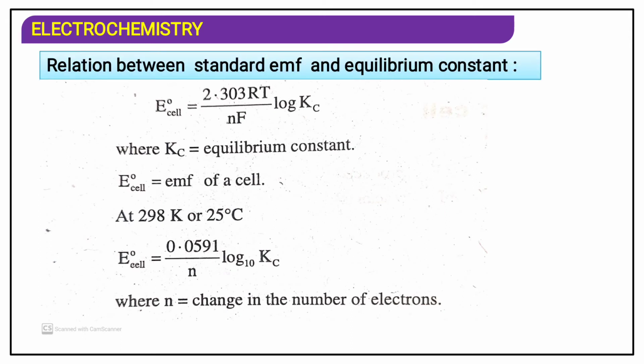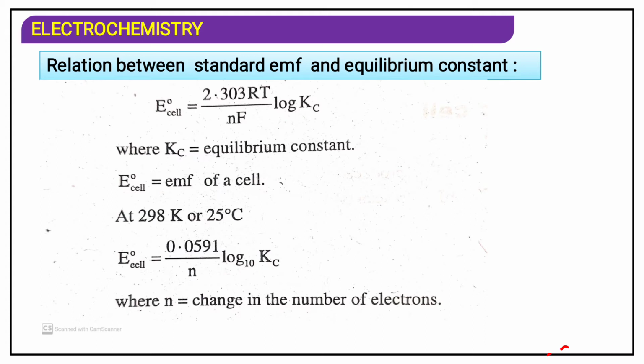So our next concept is the relationship between standard EMF and the equilibrium constant. You already know about the equilibrium constant. This was already discussed in first PUC. Sorry, not standard Gibbs free energy. It is the EMF, standard EMF, that is E naught cell, and the equilibrium constant. The equilibrium constant is represented by Kc.